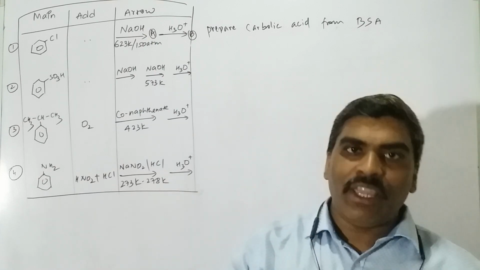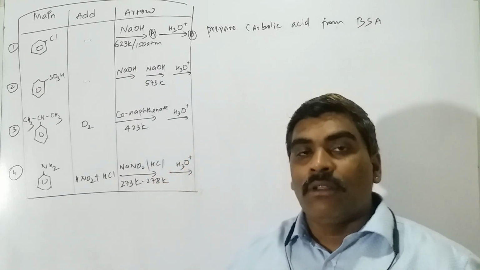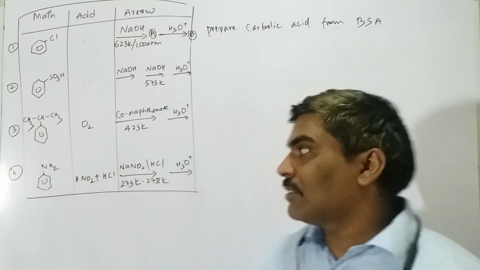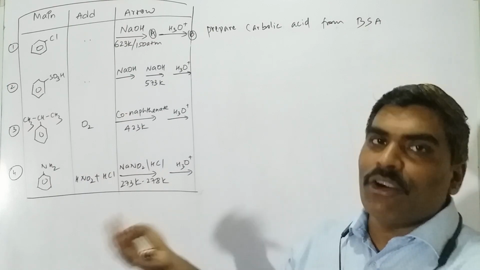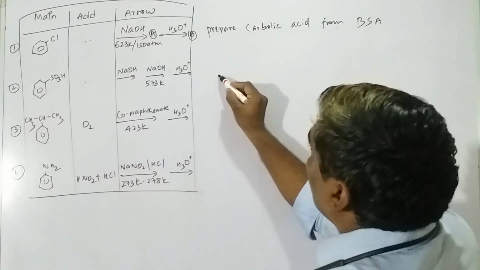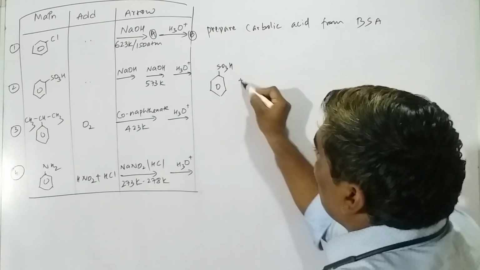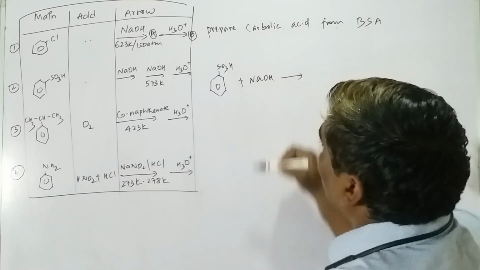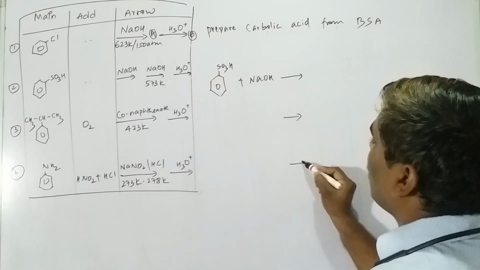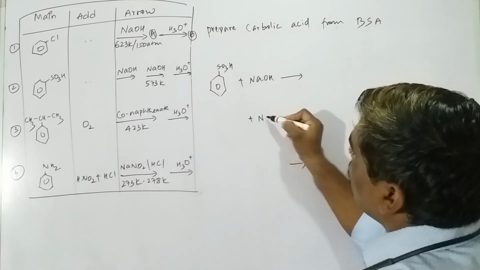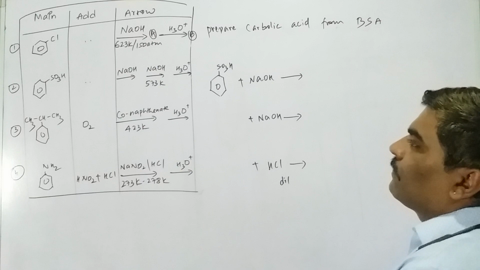From this formula, it is very clear that first we have to react with sodium hydroxide. Then the next step, again we have to react with sodium hydroxide at 573 Kelvin, and then finally acid hydrolysis. This helps to understand how many steps are there and what we have to react with first. So benzene sulfonic acid, the formula is this. First you have to react with sodium hydroxide. From this formula, I can write that 3 steps are there. Here again I have to react with sodium hydroxide. Acid hydrolysis, we can write dilute HCl.